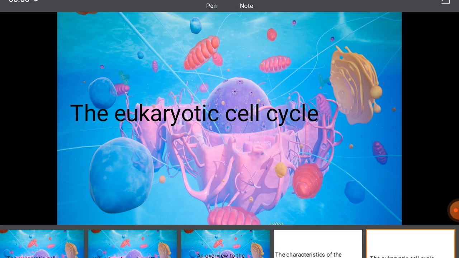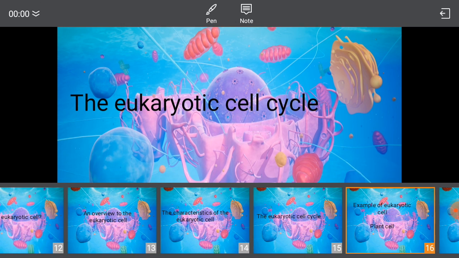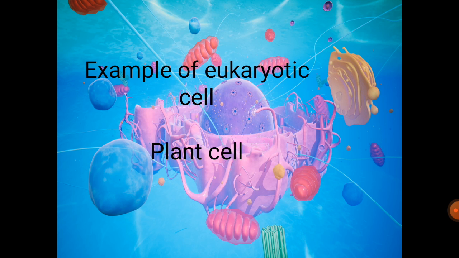Moving forward, the examples of eukaryotic cells. The first one is the plant cell. Plant cells have a reticulate cell wall, which is easily seen as dark lines when viewed under a microscope. Plant cells form thick cell walls. Plant cells are unique among eukaryotic cells for several reasons.